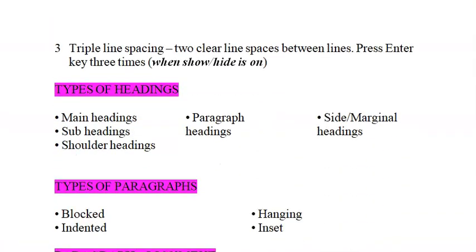Then the third one speaks about triple line spacing. Now, with triple line spacing, there are 2 clear line spacings between lines of text. We achieve that by pressing the Enter key 3 times. All right, when the show hide is on. And I have that again, when the show hide is on.